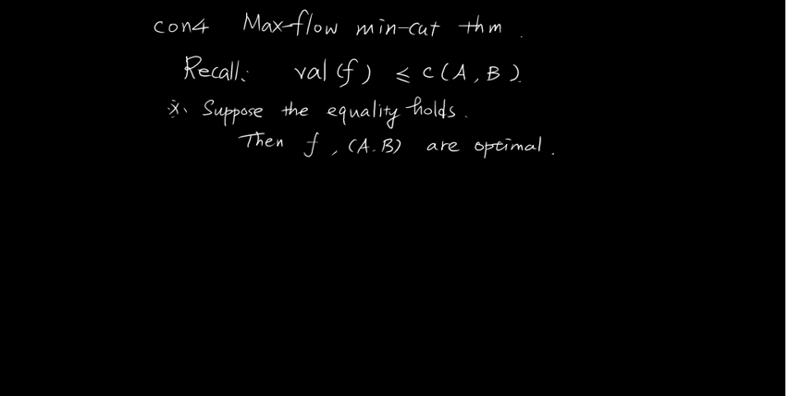So later on, our goal is to try to increase the f and also decrease the capacity, and in the end, we are going to find such an f and such an A and B, so that they are both optimal. And this is an efficient and effective algorithm, and it can help you to solve many problems.